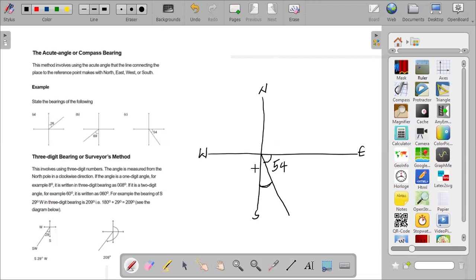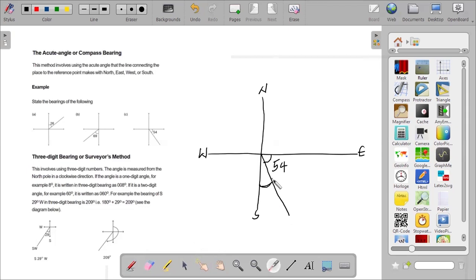Now, how do we get that angle? Each of these quadrants is 90 degrees. The intersection of this vertical line and horizontal line forms a quadrant, which is 90 degrees. So if it is 90 degrees and here is 54, what will be the remaining one? That will be 90 minus 54, and 90 minus 54 should be 36.